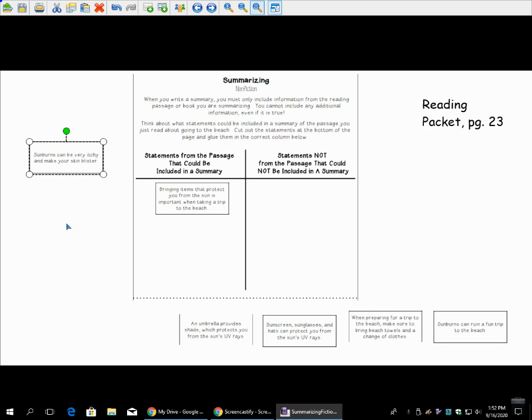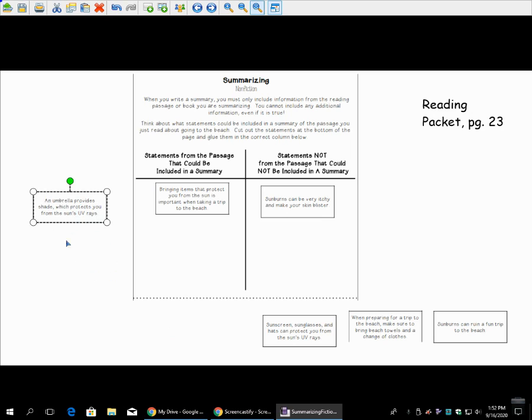Sunburns can be very itchy and make your skin blister. Did we read anything about sunburns making us feel itchy or making us have blisters on our skin? No, we did not. That was not in our passage. Now, I know that's true. I've had a sunburn, unfortunately, and it's itchy, and I did get a blister from it, okay? But that was not in our passage, so it does not need to be included.